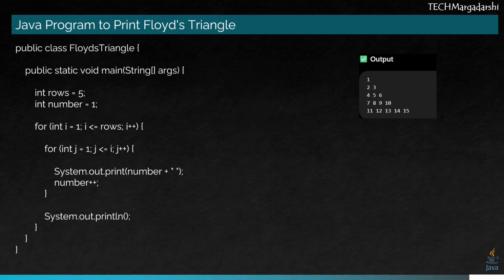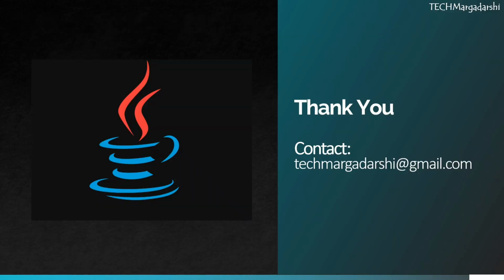So, the first row contains 1. The second row contains 2 and 3. The third row contains 4, 5, and 6. And the pattern continues. This program is a good example of nested loops, incrementing variables, and pattern building logic in Java. That's all for Java Beginner Programs, Part 4.